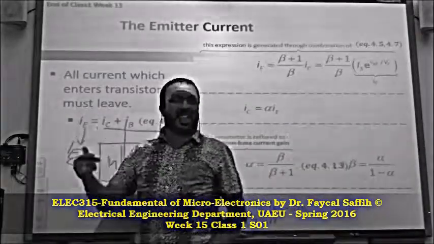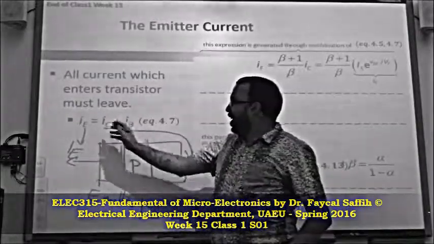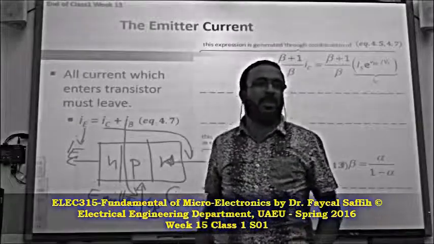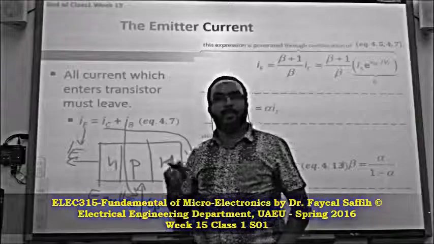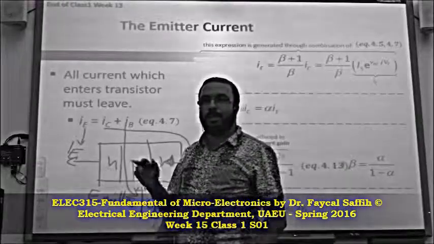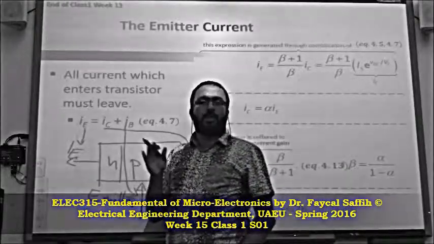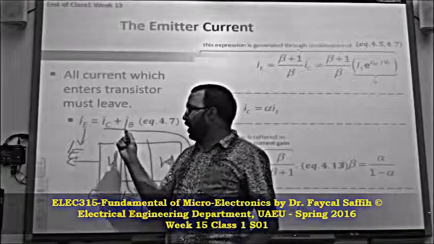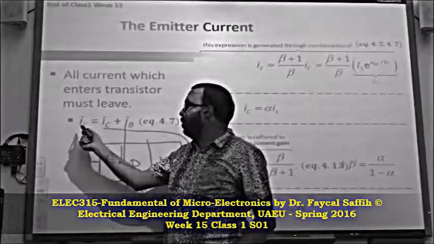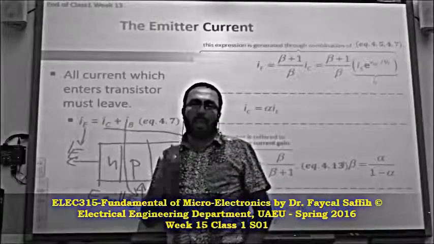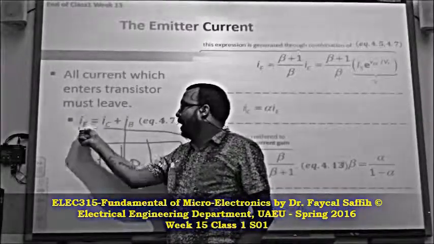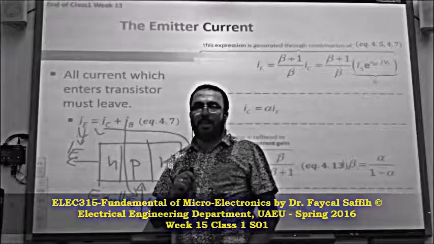Because IC is very close to IE. That's what I said just now. Why? Because IB is very, very small, so we can ignore it when we compare two big guys. Do you understand? IB is so small. So that's why we can write it like this, and we can claim that IE is almost the same as IC.